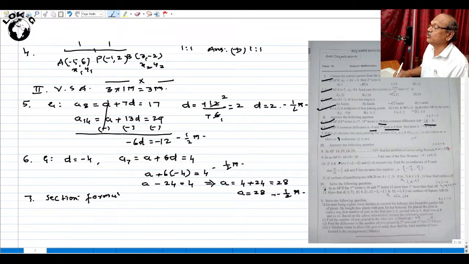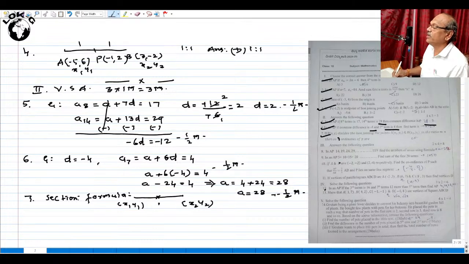Seventh problem is based on the section formula. You know the section formula; I taught you in the revision only. You have to write the x1, y1 point. I told you the crossing method. Here x2, y2. Remember the trick of writing the section formula.